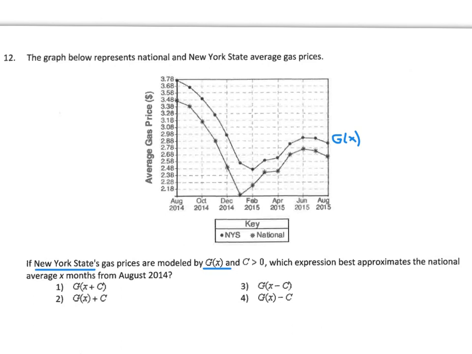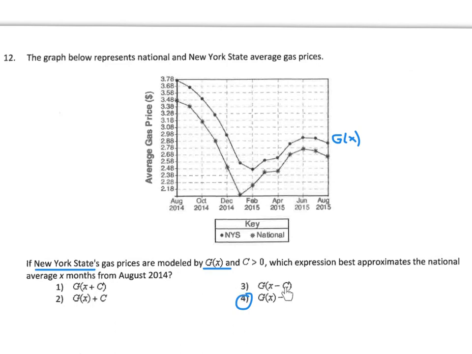Well, if you look on this graph, you can see that the national gas prices are shifted down from g of x. So we're looking for which expression shows that we're shifting down. Choice 4 right here does. If you subtract a value from the end of a function, it's going to shift it down. Choice 2 would have shifted it up.